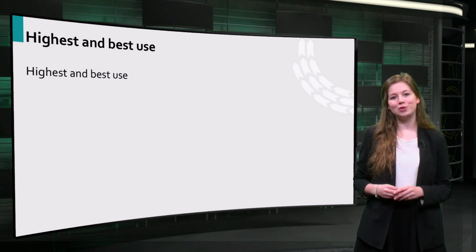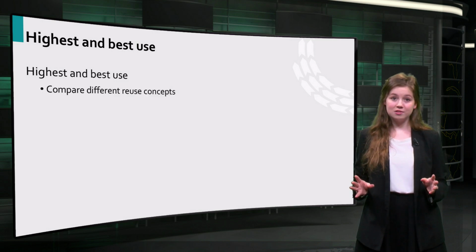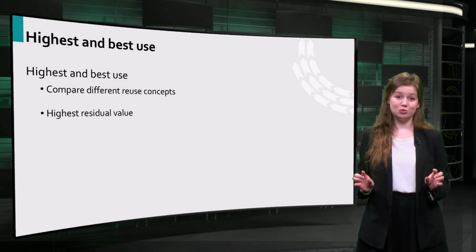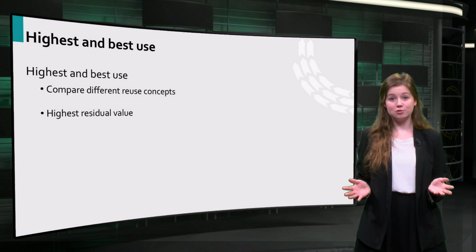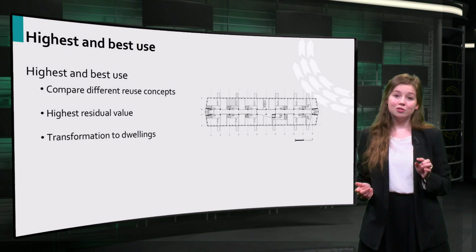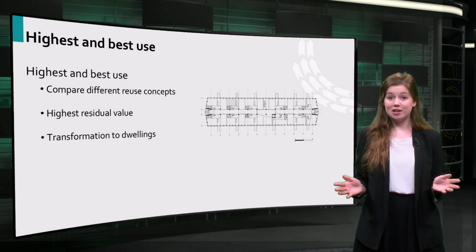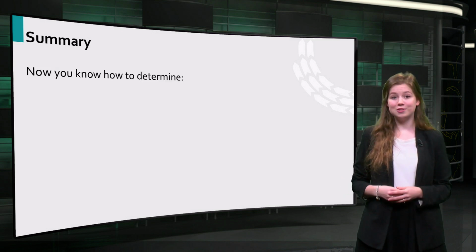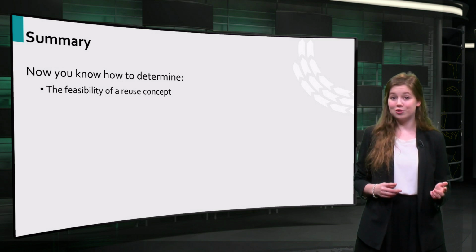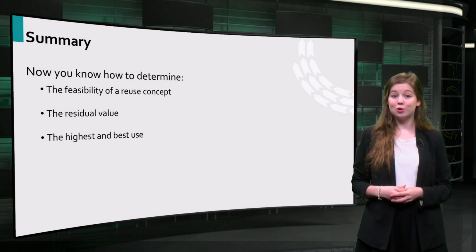So this is how you determine the highest and best use. You compare different reuse concepts and determine the concept with the highest residual value. That concept can be considered the highest and best use. So therefore, the conversion of the Westplantsoen building to dwellings can be considered as its highest and best use. So with these methods, you now know how to determine the feasibility of a reuse concept, the residual value of a building for a specific reuse concept, and the highest and best use for a vacant building.